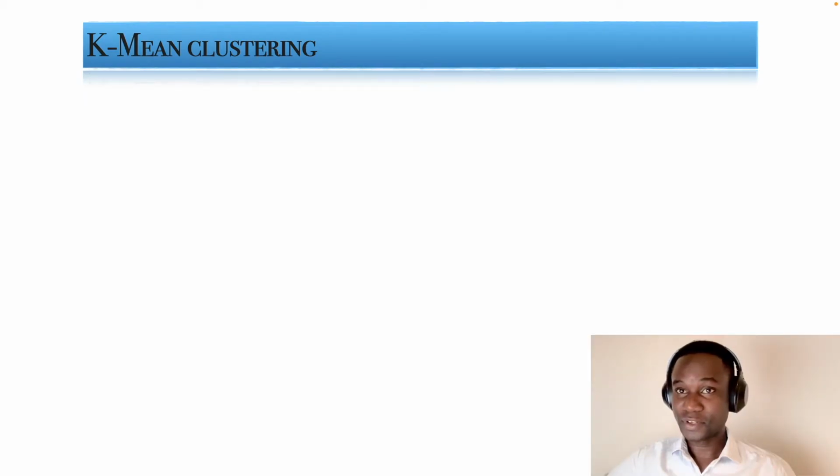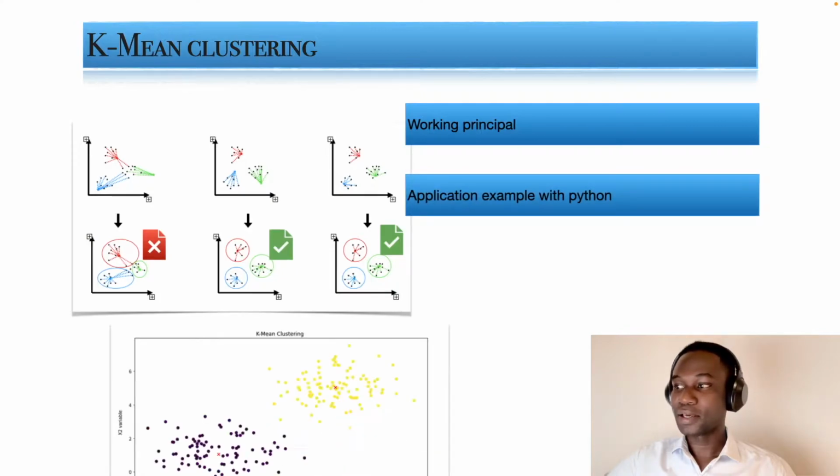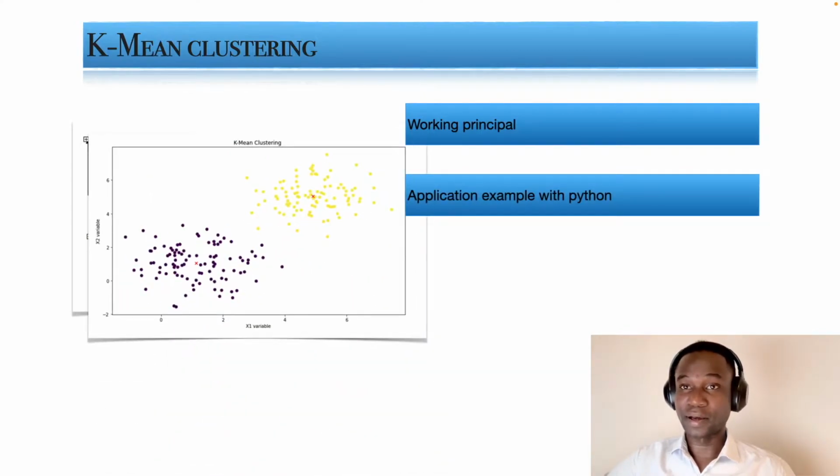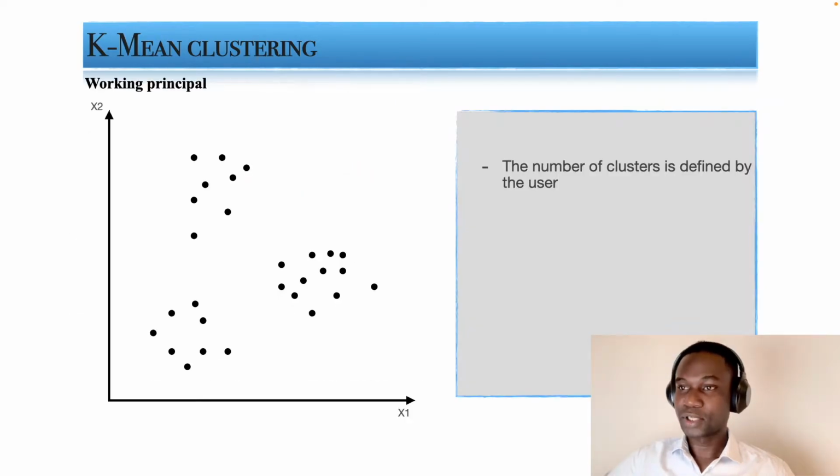So this video contains three main parts. The first part will be the working principle of K-means clustering. I'll be explaining to you how this model works. And next, I'll show you an example in Python using Jupyter. And finally, I will try to show you how to choose the best number of clusters in case you're not sure of how many clusters are in your data. So let's go ahead and look at the working principle of K-means clustering.